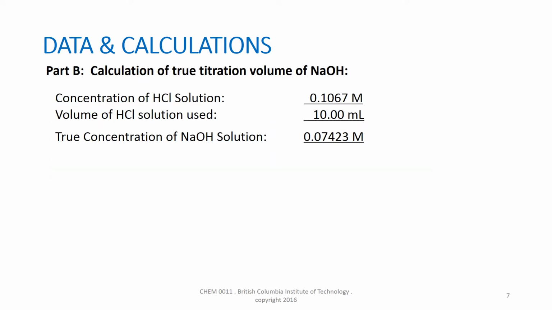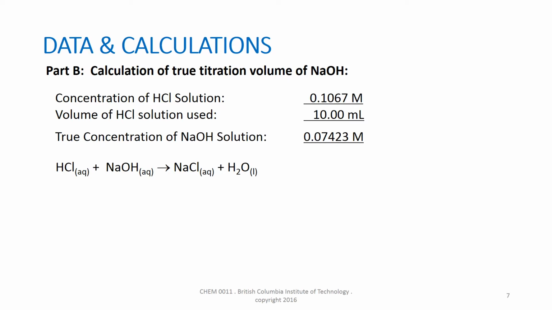From slide 6, the concentration of HCl used in the titration is 0.1067 molar. From slide 3, the volume of the HCl solution used in the titration is 10.00 milliliters. The true concentration of NaOH provided by your instructor is 0.07423 molar. To calculate the true titration volume of NaOH, the balanced chemical reaction for the titration is needed.